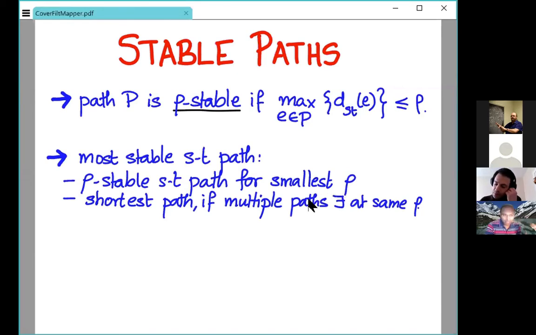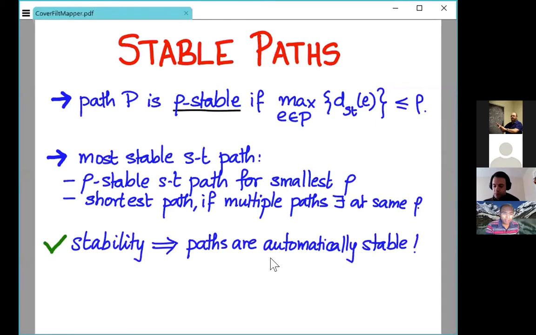And if there are multiple paths between S and T with the same rho stability, then we can take the shortest in terms of number of hops or number of edges. So we would first want to get all edges quote unquote highly stable, but then if there are alternative options at that level of stability, then we can go for small number of hops.